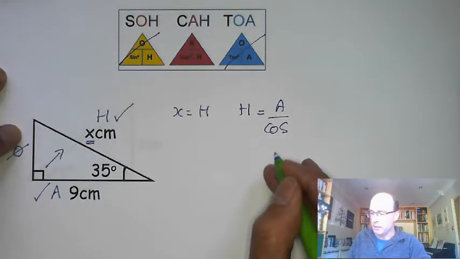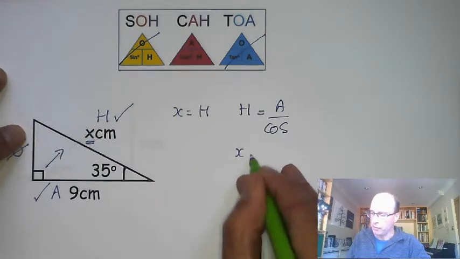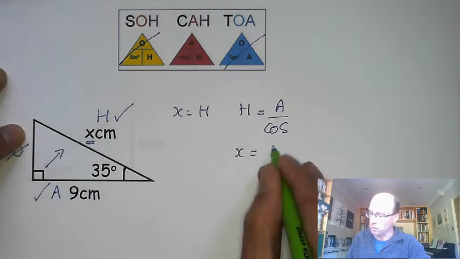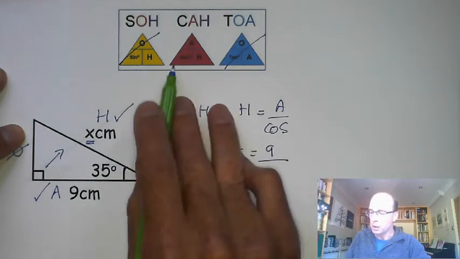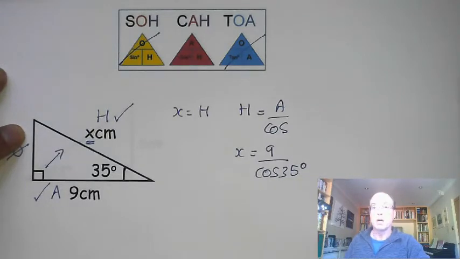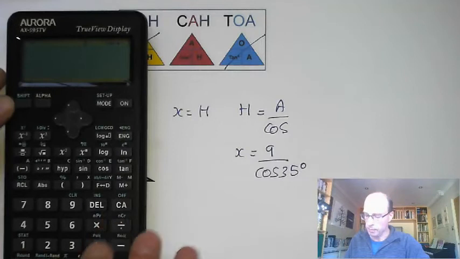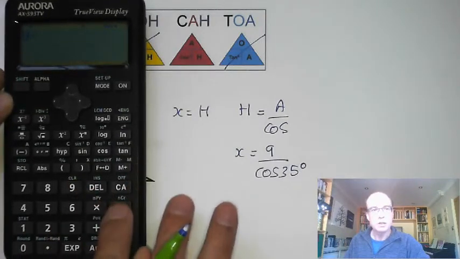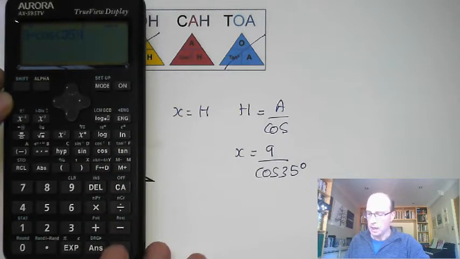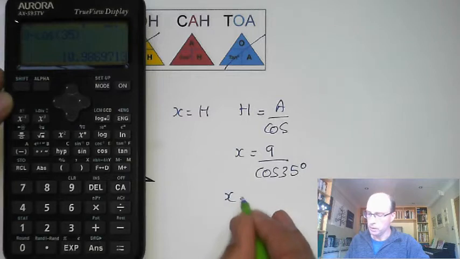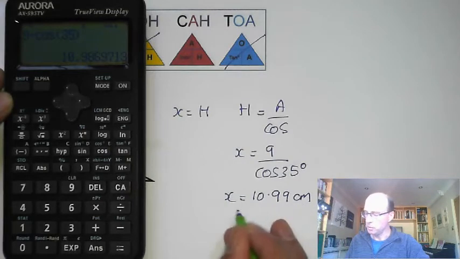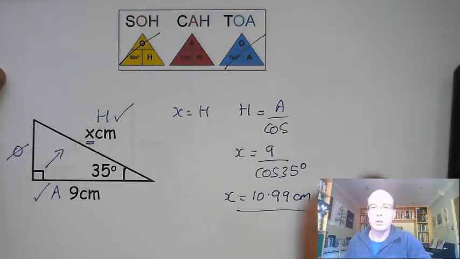We can then substitute our values. So the h is my value x, my variable I'm trying to solve for. It's equal to my adjacent side, which is 9 centimetres, divided by the cosine of the angle, cos of 35 degrees. Again, we can put that into our calculator. Let's see what we get. So we've got 9 divided by cos of 35, and that's equal to 10.99 centimetres.